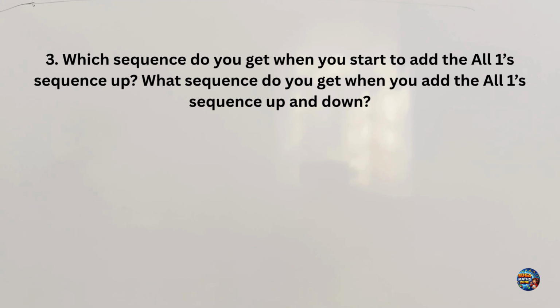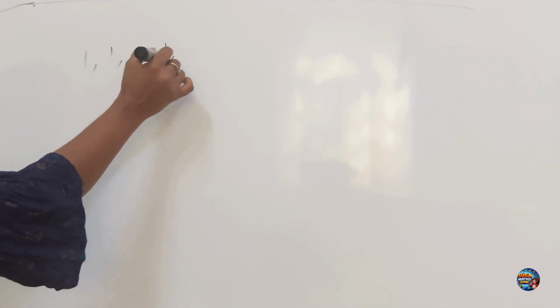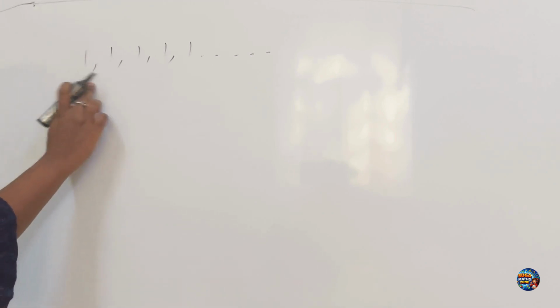The next question we can divide into 2 parts. The first part of the question is, which sequence do you get when you add the all ones sequence up? When we are adding the all ones sequence in up direction, what numbers do we get? So we have to know about the all ones. All ones means every number is 1, 1, 1, 1, and it goes on. So when we are adding the numbers in up direction, what do we get?